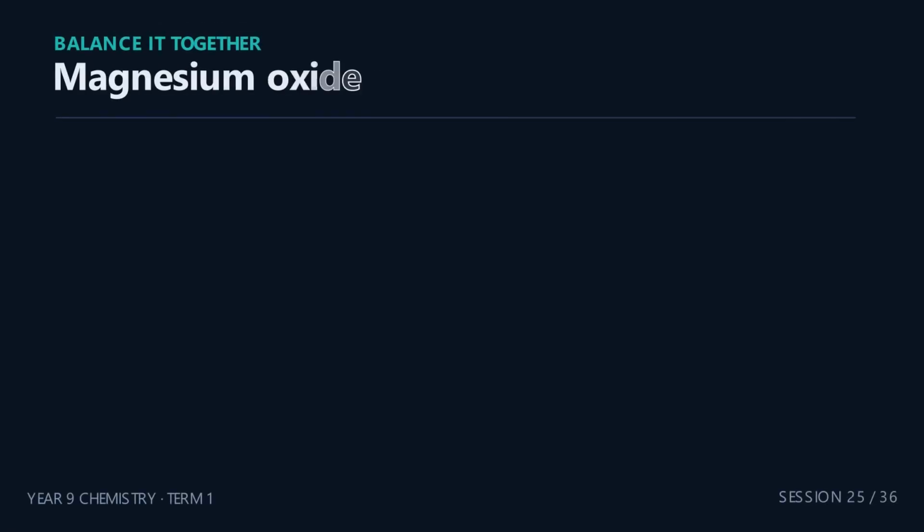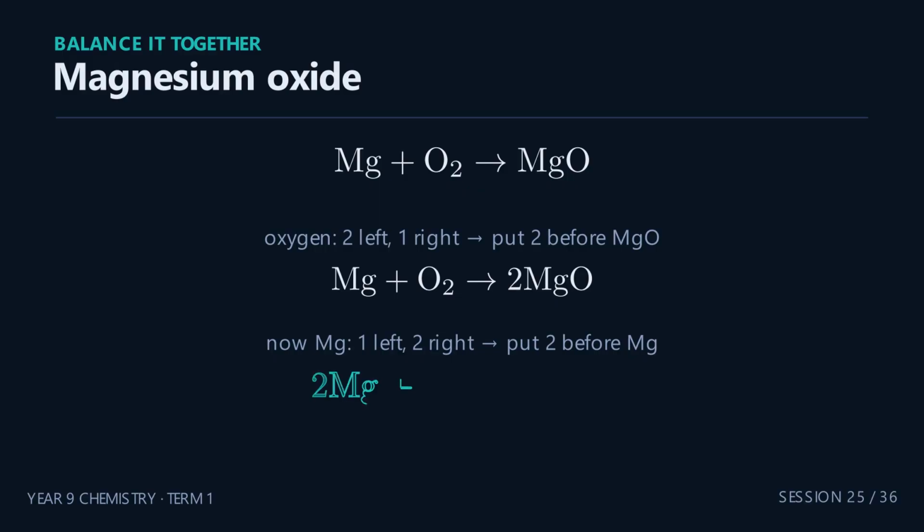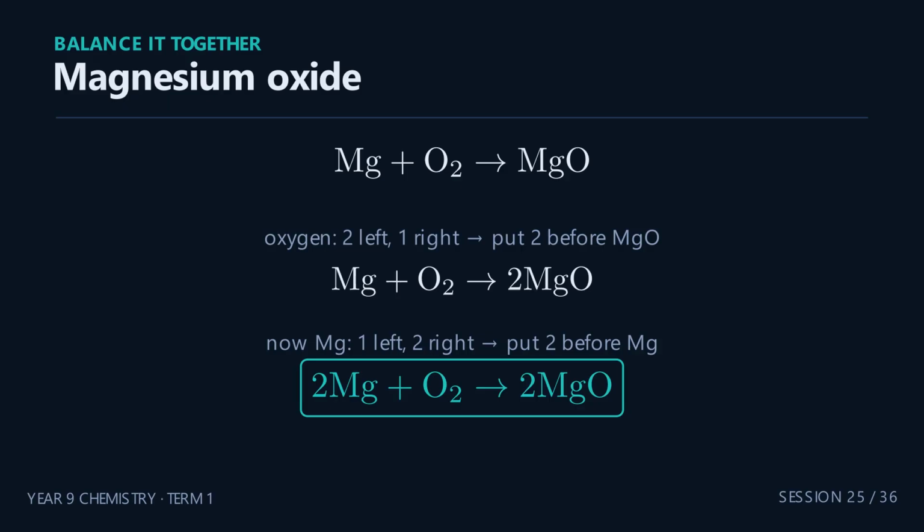Let's balance one together, magnesium oxide. We start with Mg plus O2 gives MgO. Count the oxygen, 2 on the left, 1 on the right, not balanced. So we place a 2 in front of MgO, giving 2 on the right. Now recount. Oxygen's fine, but magnesium is 1 on the left and 2 on the right. So we place a 2 in front of the Mg on the left. Recount one more time. 2 magnesiums each side, 2 oxygens each side. Balanced. 2 Mg plus O2 gives 2 MgO. Notice, we only ever change the front numbers.